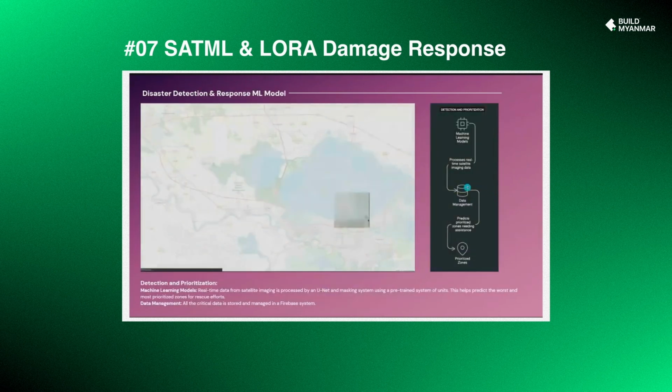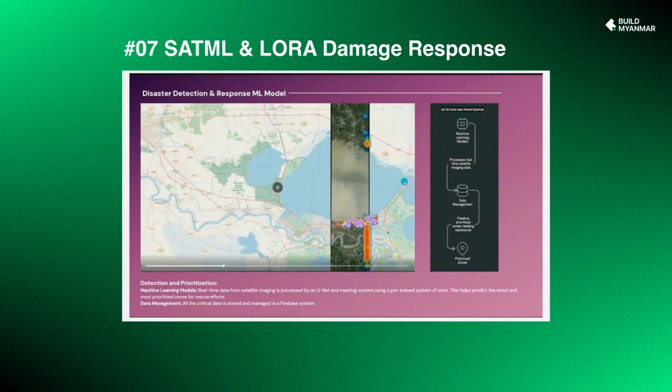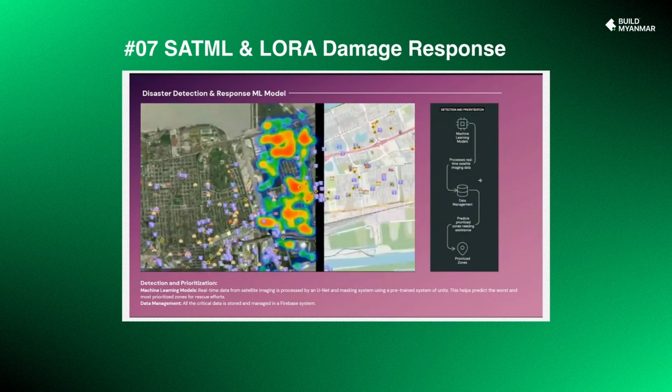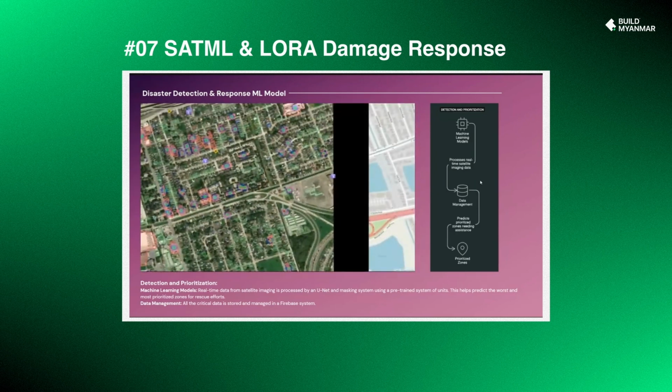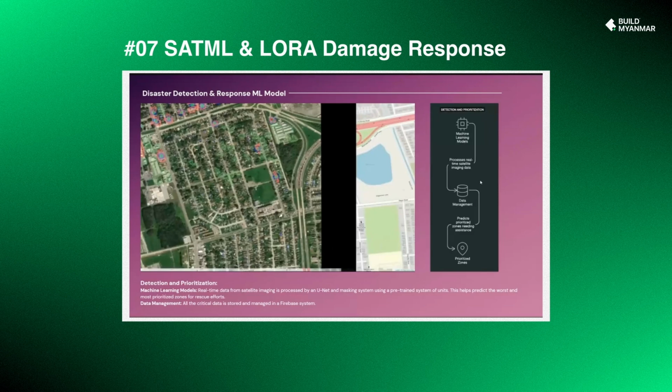So first, for the ML model, this is how our ML model works. It takes the real-time data from satellite imaging processed by a U-Net model, and then it marks based on the pre-trained system of U-Nets. This helps predict the worst and most prioritized zones for the rescue efforts, such that all this data is managed in Firebase.